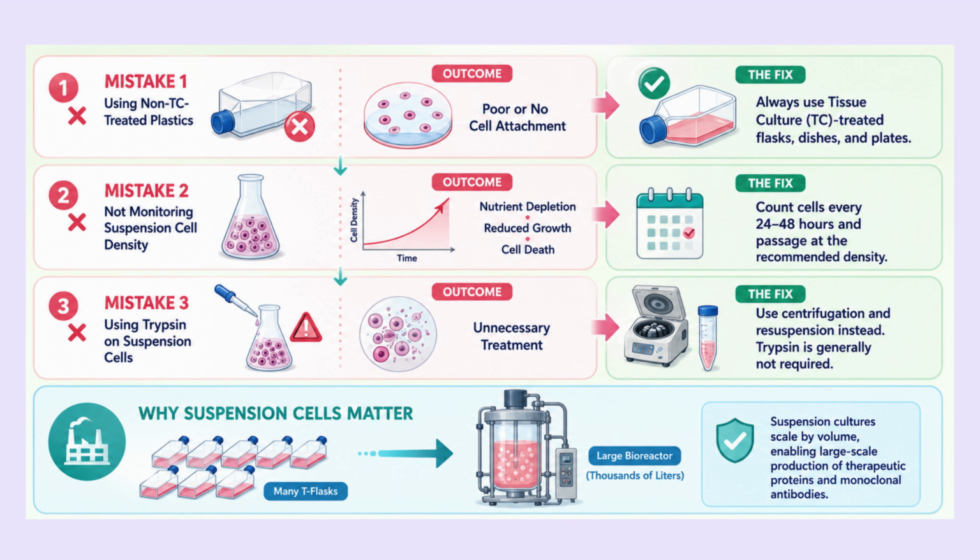Mistake 3. Trypsinizing suspension cells. The fix: suspension cells need only centrifugation and dilution. If you find yourself reaching for the trypsin for a suspension culture, stop and reconsider. The only exception: if suspension cells have accidentally adhered, some semi-adherent lines, gentle trypsinization may be needed to detach them.